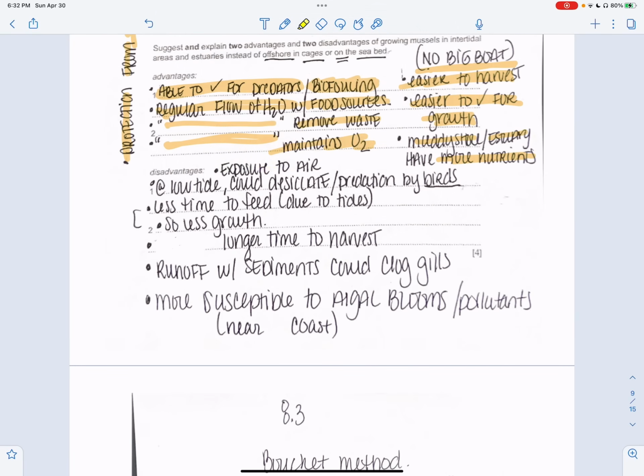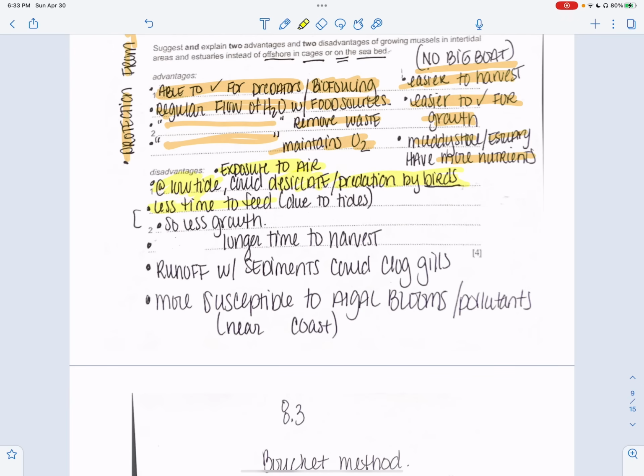Disadvantages. We're going to have exposure to air at low tides. This could cause desiccation. It could also cause predation by birds. By birds is underlined because that is the reality of what would be eating them. It wouldn't be something else that would be in the water because they're out of the water at the moment.